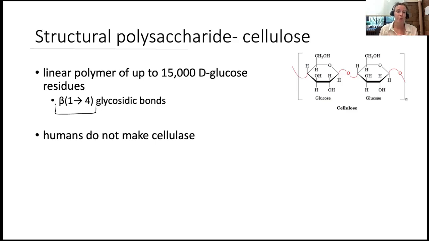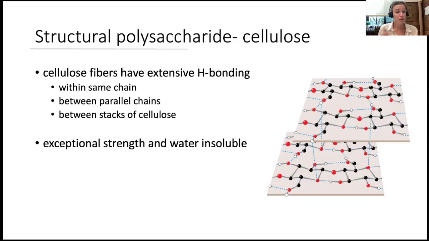1-4 glycosidic bond. Humans are not able to digest cellulose. It is just like fiber, right? Fiber goes right through us. Cellulose is super interesting because it's very structural, very rigid.